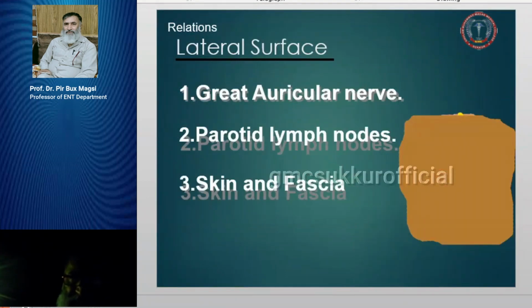Now, these are the greater auricular nerves there, parotid lymph nodes are there, skin and fascia. I am discussing these structures because they are very, very important for the pathogenesis, for diagnostic purposes, and for the signs and symptoms, because of the presence of the facial nerve in the parotid gland.